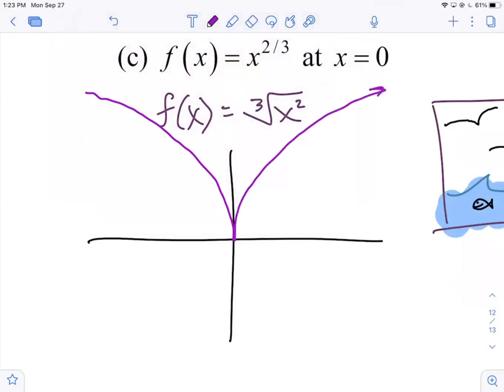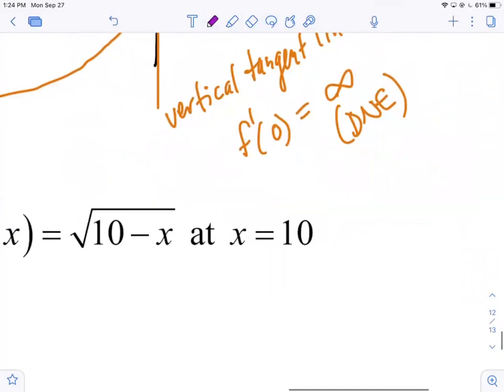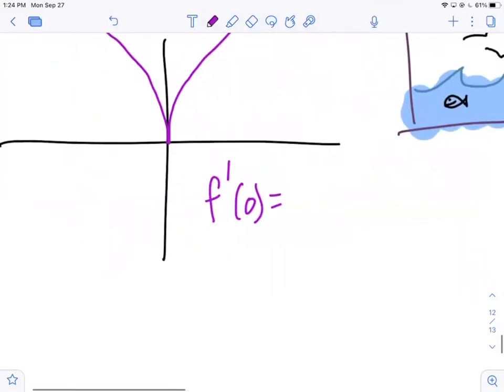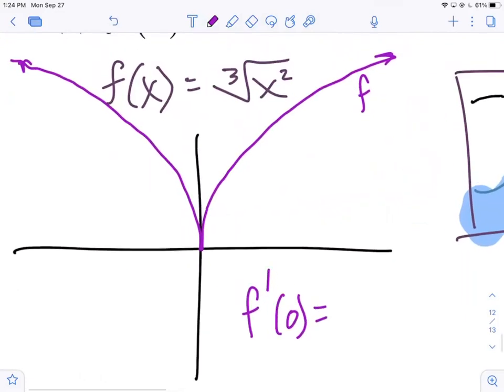And now it has y-axis symmetry. Okay? So what is the derivative at 0, do you think? The same what? I mean, I said this one was infinity or DNE. Is this one still infinity? Negative. Kind of. And then it's what?